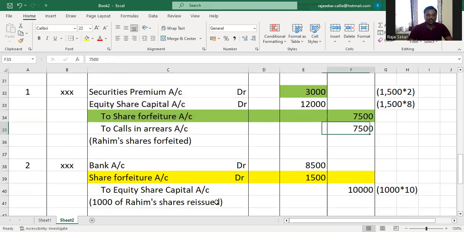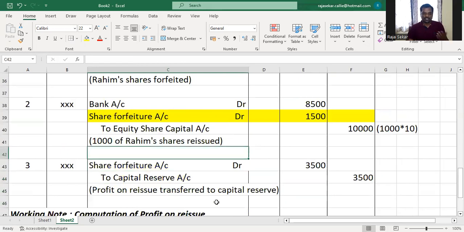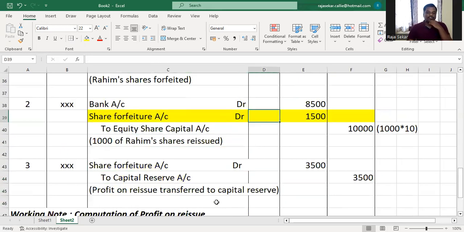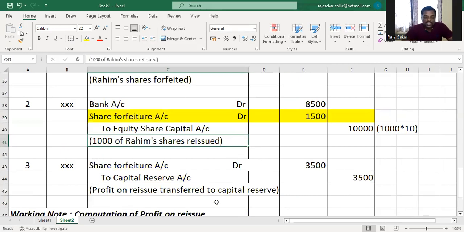In this question, we computed calls in arrears. We could easily compute these things as it was given in the question, and therefore share forfeiture is the balancing figure. And then you pass a journal entry for reissue. You find out the amount of loss here. These shares have been reissued at a discount, as you can clearly see. They've reissued the shares for 8,500 as 10,000 paid up, so there is a discount of 1,500.